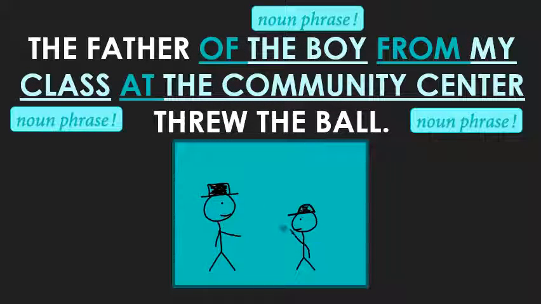And look, of, noun, from, noun, at, noun. Noun phrases, right? So it doesn't just have to be of boy, it's of the boy. Everything is phrases, phrases on top of phrases on top of phrases. This is how you get complex sentences. But again, they're just puzzle pieces. If you put them together, you can create a whole variety of different sentences. Just remember, the prepositions have to be followed by nouns.